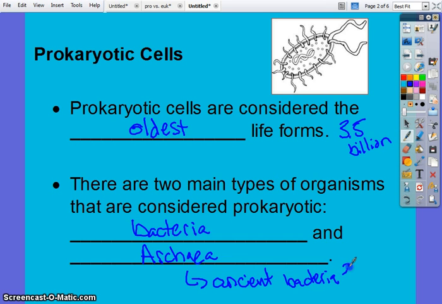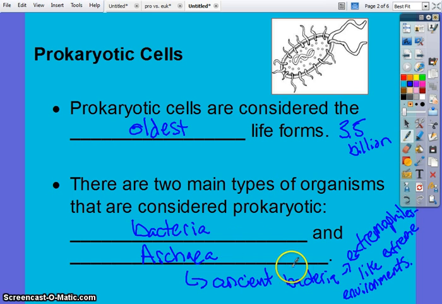They're considered to be extremophiles. Extremophiles just like extreme environments. They like it really hot, really salty, full of methane. They have a special type of protective coating that allows them to live in these extreme environments, whereas normal bacteria don't have that special adaptation. So archaea are ancient bacteria. Extremophiles like extreme environments, whether it be heat or cold or salt or methane.